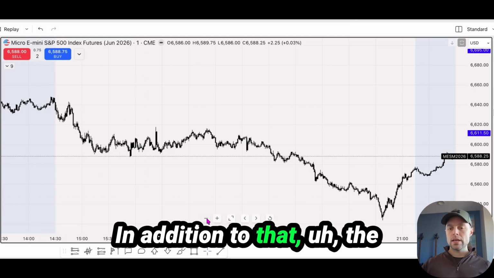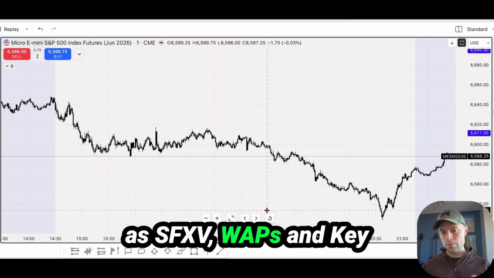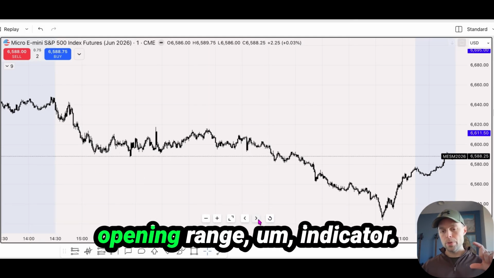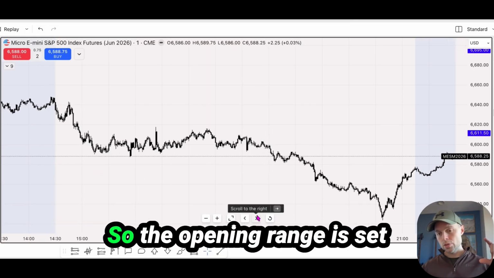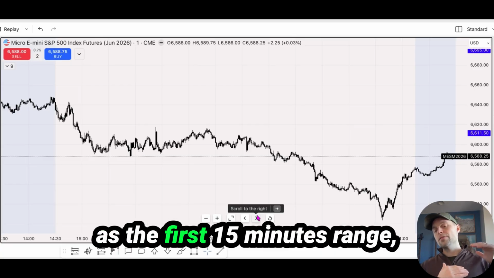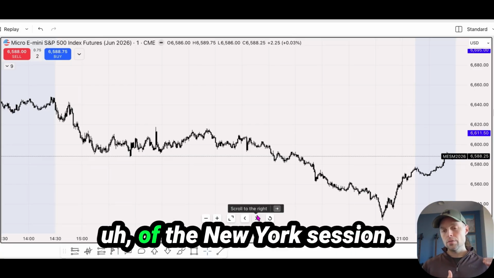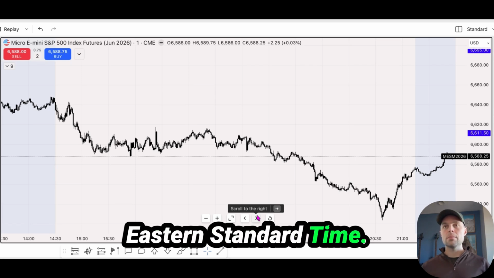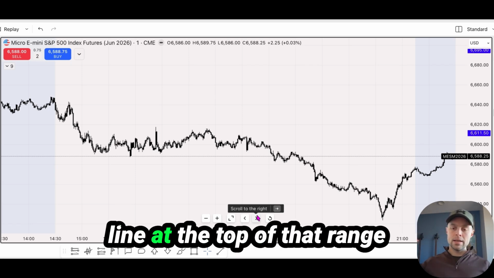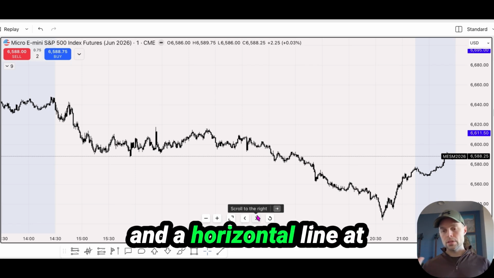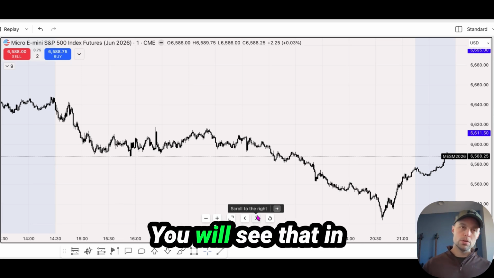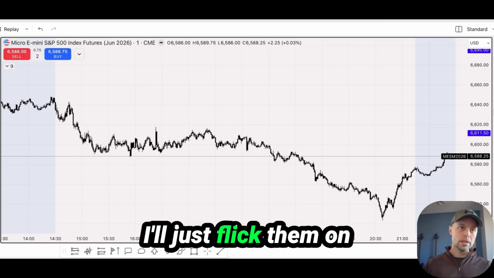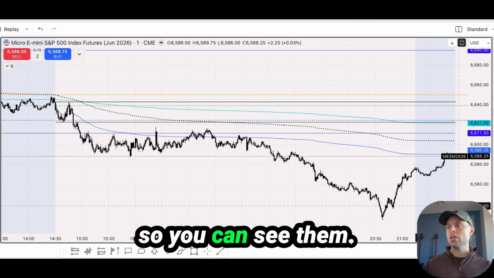In addition to that, the ASFX VWAPs and Key Levels indicator includes an opening range indicator. So the opening range is set as the first 15-minute range of the New York session. So from 9:30 to 9:45 Eastern Standard Time, there will be a horizontal line at the top of that range and a horizontal line at the bottom of that range. You will see that in the indicator as well. I'll just flick them on here on the screen so you can see them.